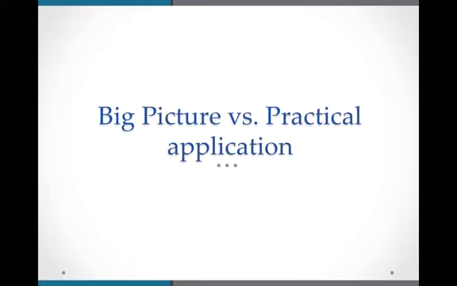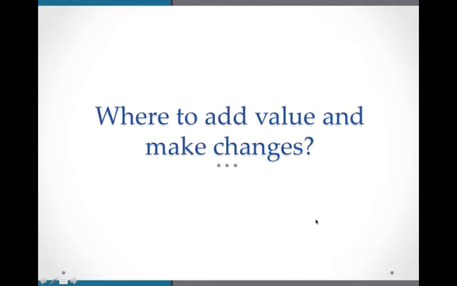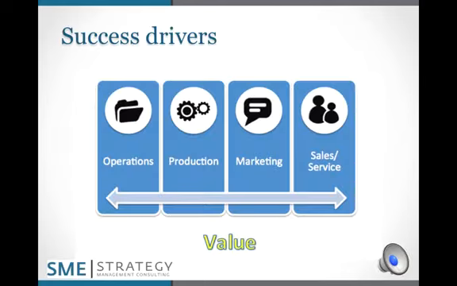So now we're getting into the big picture versus practical application and some more tangible how-tos. So when you're looking at all of these different areas that you can improve, where can you add value and make changes? What can you do to improve the organizational capacity, to improve learning, to help customers, and then to make money on the bottom line?